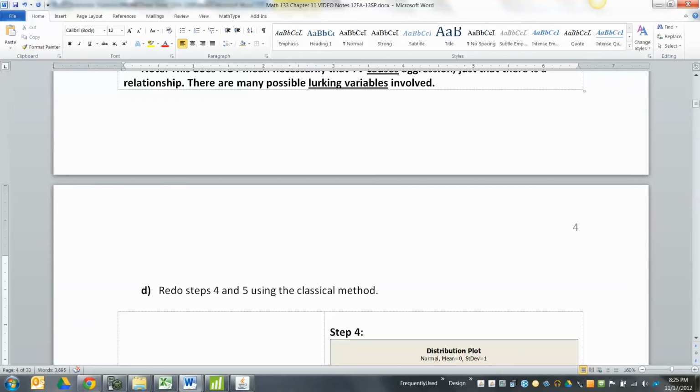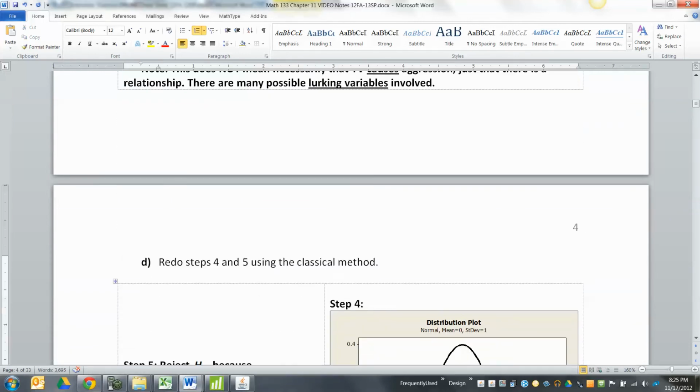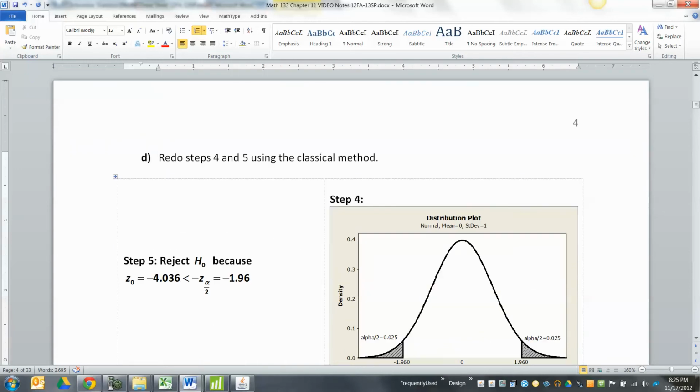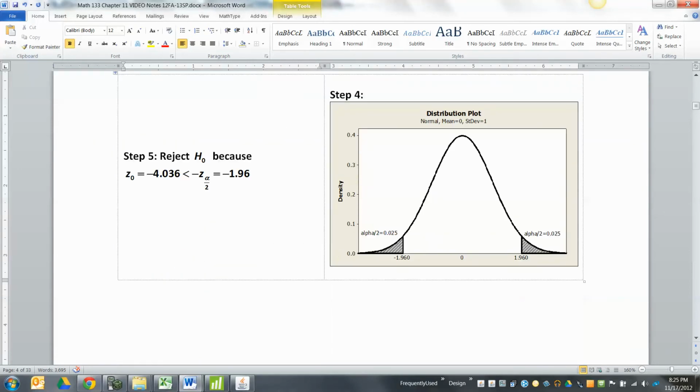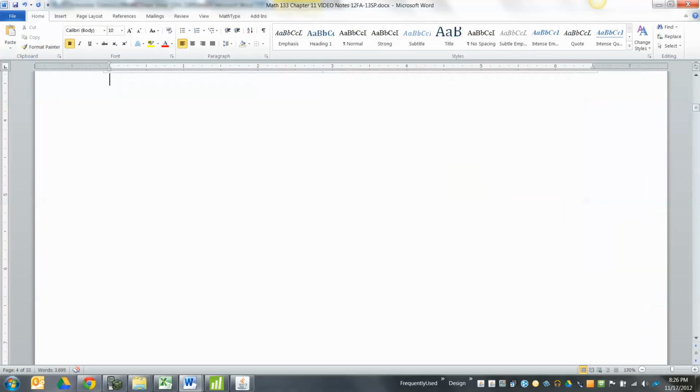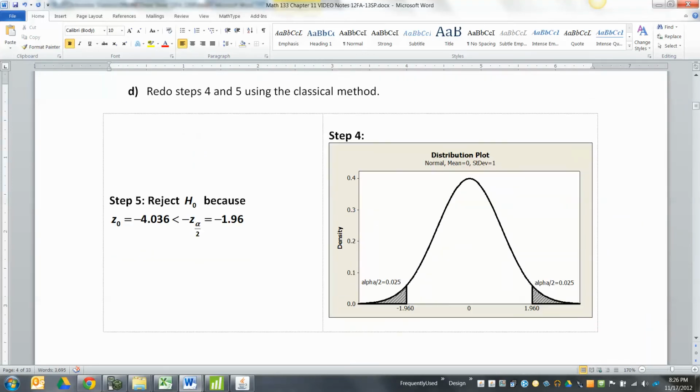All right, then we want to redo steps 4 and 5 using the classical method. So we would again reject H naught, but we have to figure out why. We would need to come up with our critical values, which is over here on step 4. I kind of have these reversed, but step 4 is over here, and you can see I drew a curve. You would draw it by hand. You wouldn't have a computer necessarily on you at all times to be able to do this.